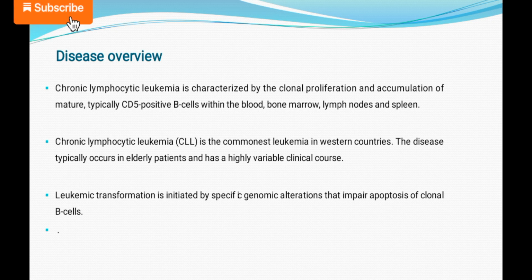CLL, or chronic lymphoid leukemia, is normally known by the clonal proliferation and aggregation of mature cells which are CD5 positive. So such B cells or B lymphocytes which are having CD5 markers on their cell surfaces are known to be seen in a larger number in these CLL patients.